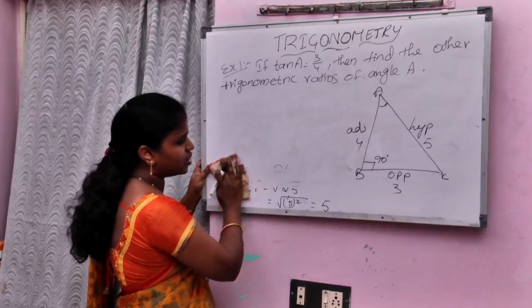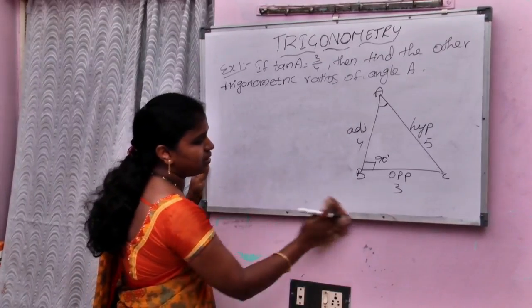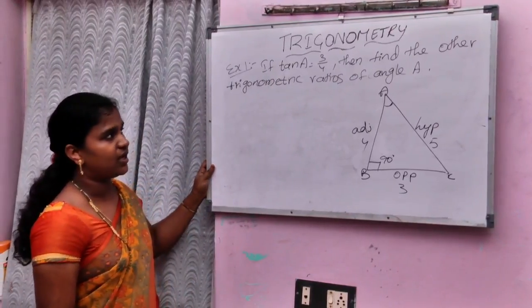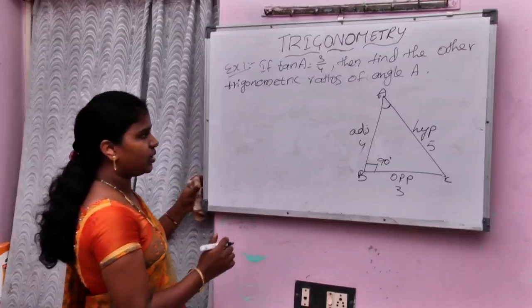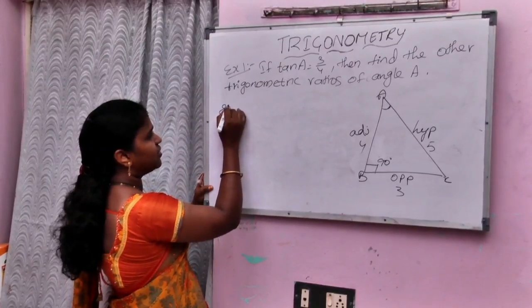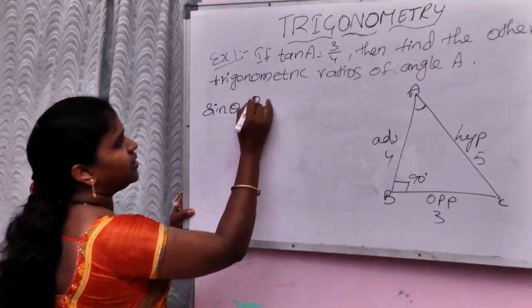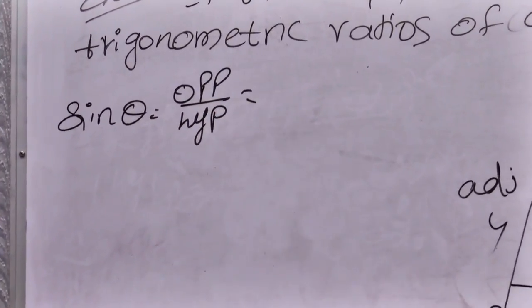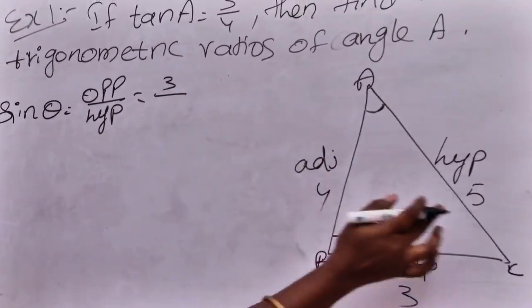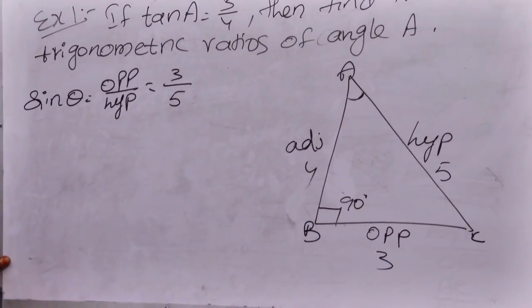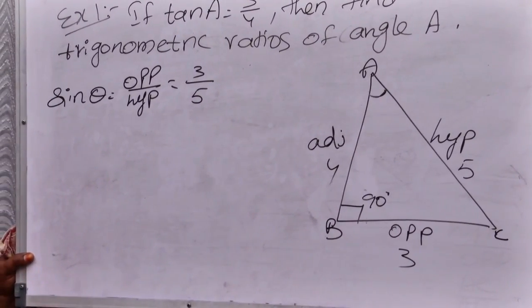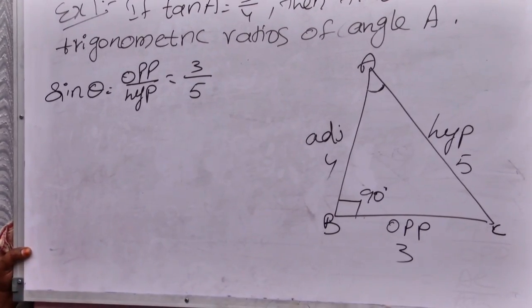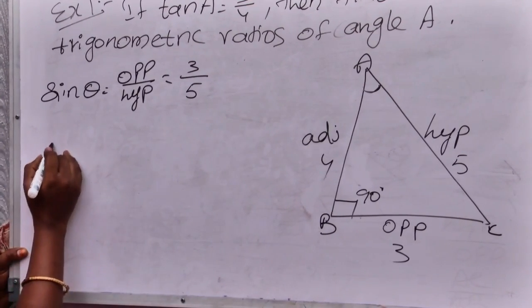How many trigonometric ratios are we having? Total 6 trigonometric ratios. In that, one of the trigonometric ratios is given as tan A here. So let us find the other trigonometric ratios. First one is sin theta. Sin theta is nothing but opposite by hypotenuse. What is the opposite value here? 3. And hypotenuse value is 5. See, just by knowing one of the trigonometric ratios, we found the other side, and by using that we are finding the other trigonometric ratios.